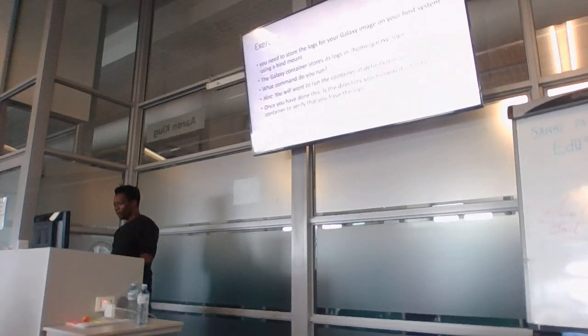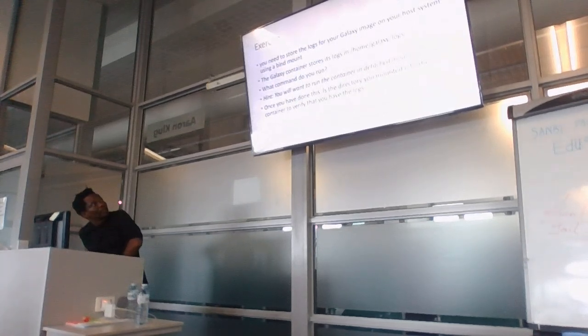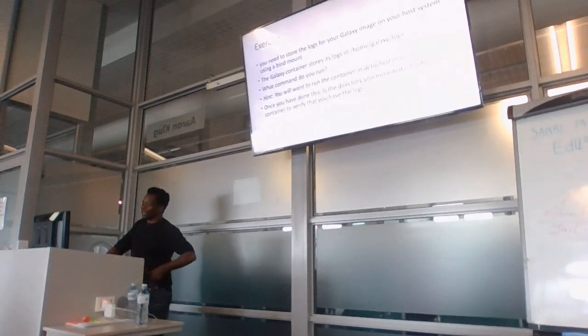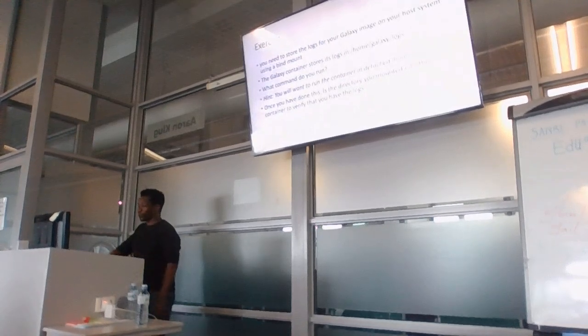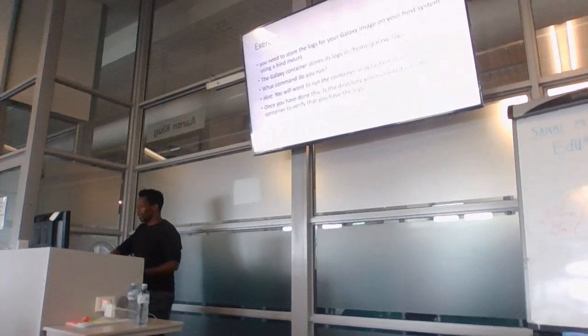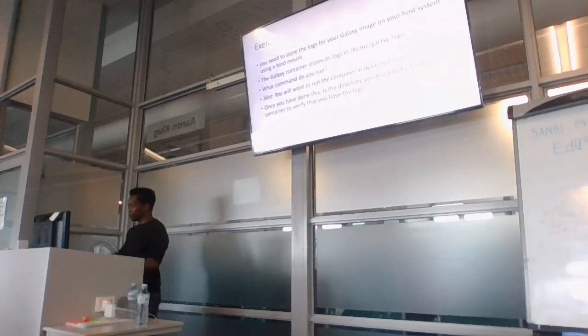So let's see an example. I borrowed this somewhere. You need to store the log files for your Galaxy image on your host system using a bind mount. And we know that Galaxy stores its log files in /home/galaxy/logs. Now the question is, which command do you want to run? There's a hint there. You might want to run your image to obtain the container in detached mode, and once you've done that, you want to have your directory mounted into the container.